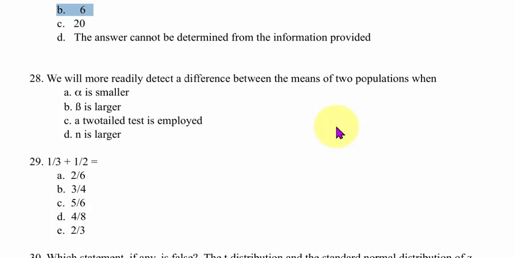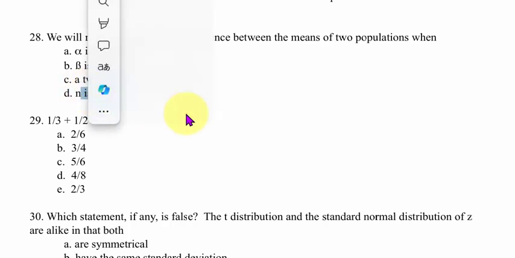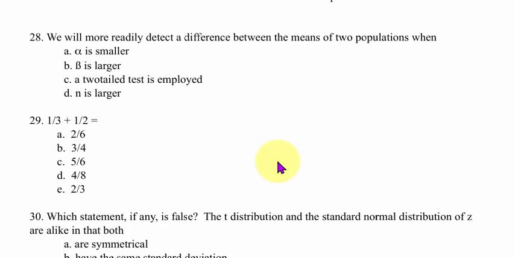Ta-da. All right, 28. We will more readily detect the difference between the means of two populations when alpha is smaller. Now that makes it harder to detect a difference. Beta is larger. No, that's not it either. The two-tailed test is employed. No, that's not it. N is larger. Yeah, that has to be the answer, right? When your sample size increases, it becomes easier to see a difference between the population means. So I'm going with this one.